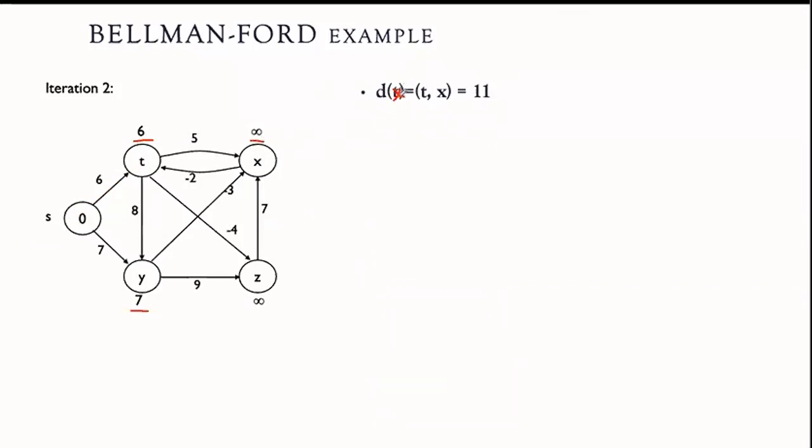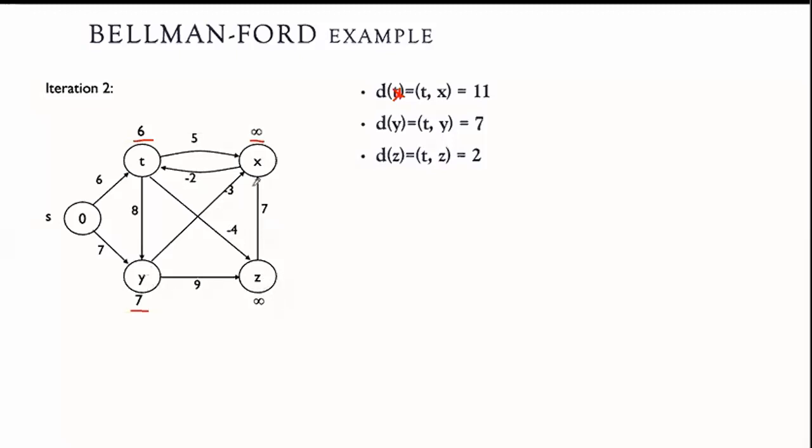Okay. Next, consider edge t to y. T to y, 6 plus 8, 14. But it is greater than 7. No need to update this distance. So distance of y, we will keep it as 7 itself because 14 is greater than 7. Next, t to z, 6 minus 4, 2. So distance of z is equal to 2.